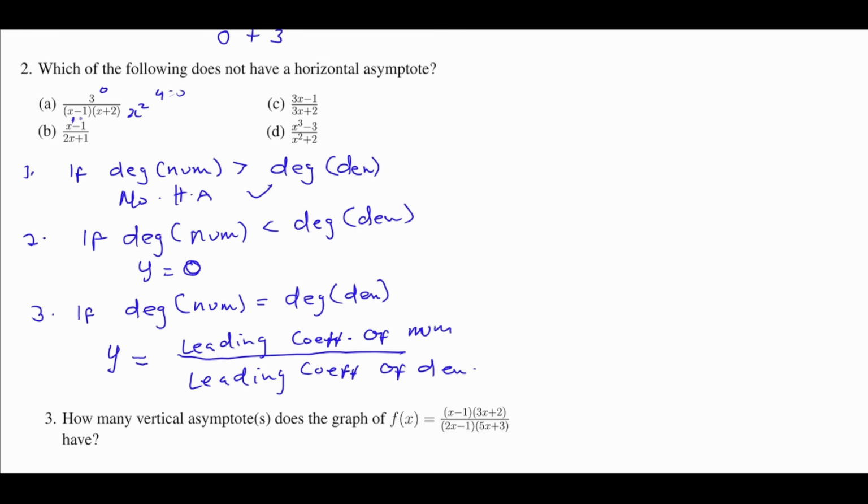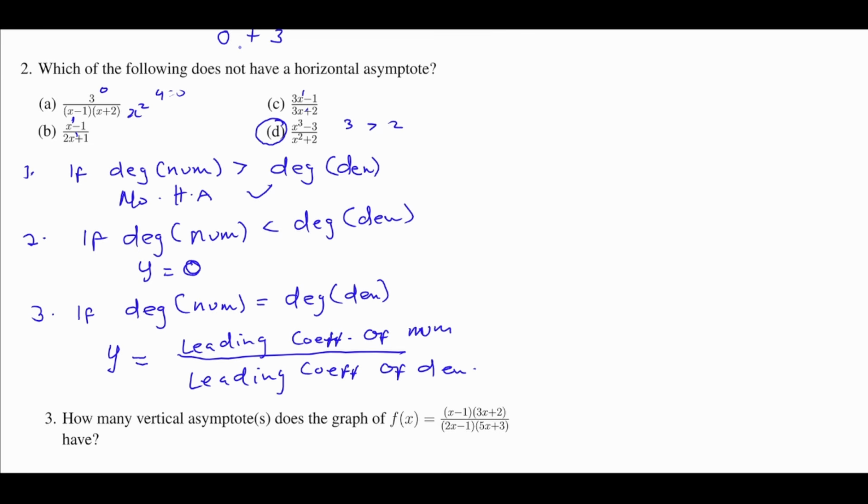Then we come to B. Here the degree is 1 and here the degree is 1. So they are equal, so we can find y by using the leading coefficients. Then we come to C, it's also 1 and 1. They are the same, so we can also use the third point where we find the ratio between the leading coefficients. Then the D, when we check that one, we can see that 3 is greater than 2, and that is what happens, the degree of the numerator is greater than the degree of the denominator, and so hence our answer is D.